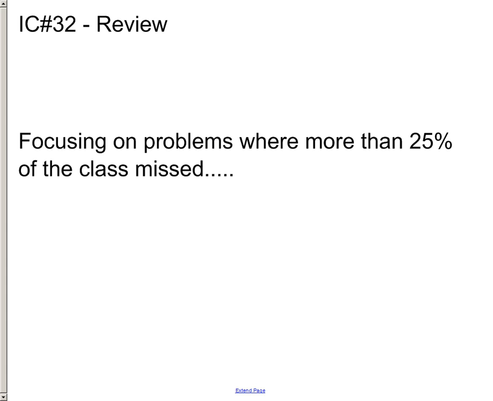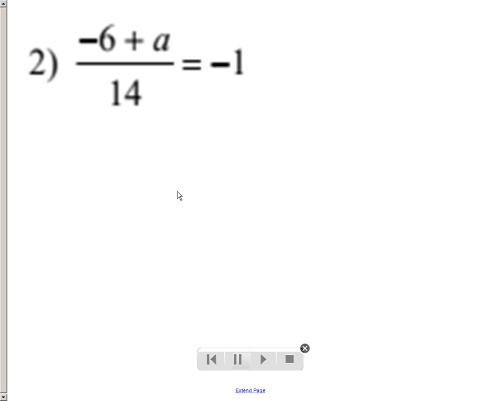Okay, we're going to take a look at the four most missed problems on IC number 32. Here's number one. The difference between this one is that it's negative 6 plus a, and all of this is being divided by 14. It's not just a being divided by 14, so it makes it a little bit of a different problem.